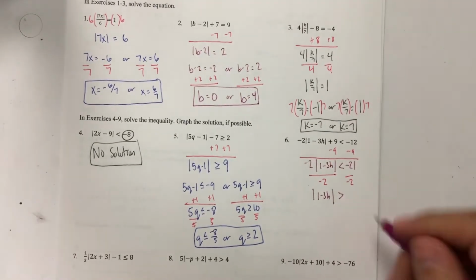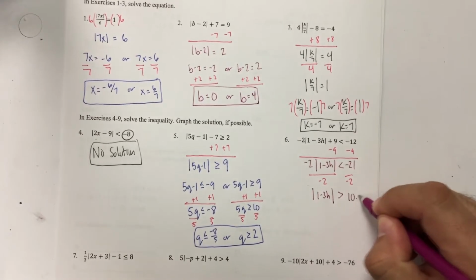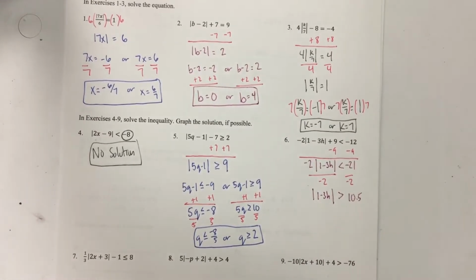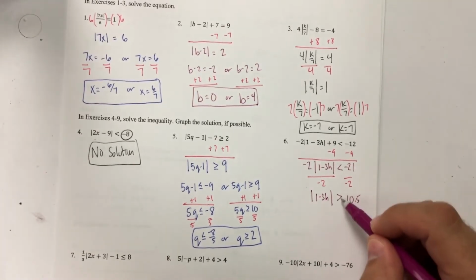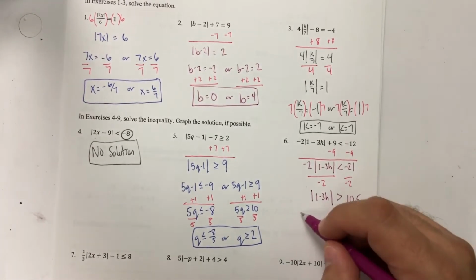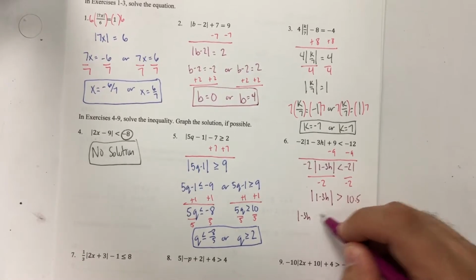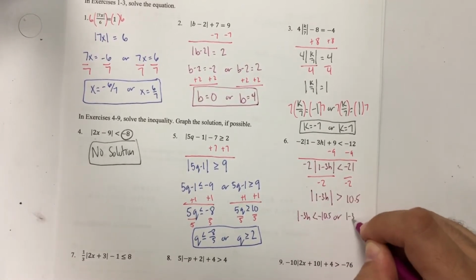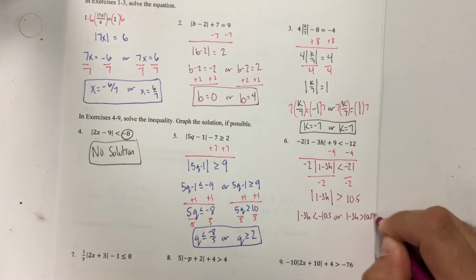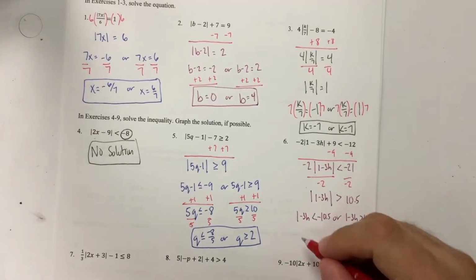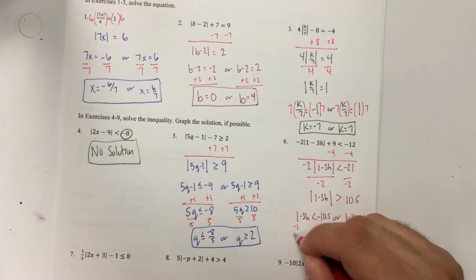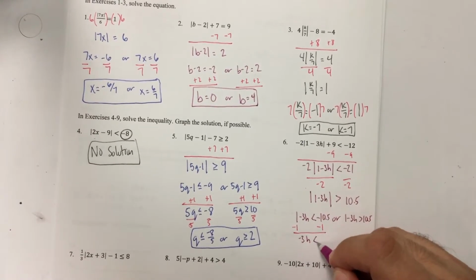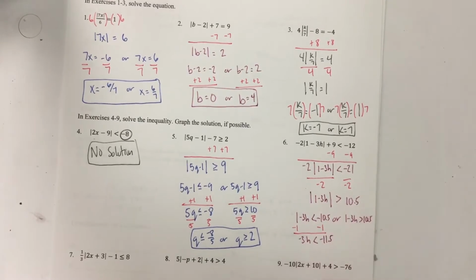Negative 21 over negative 2, I'm going to just change that to a decimal, which is going to be 10.5, and it's positive. And now we see we have an or statement because it is greater than. So 1 minus 3h is less than the negative, or 1 minus 3h is greater than the positive. So we go through working this out, minus 1 from both sides. So negative 3h is less than negative 11.5.